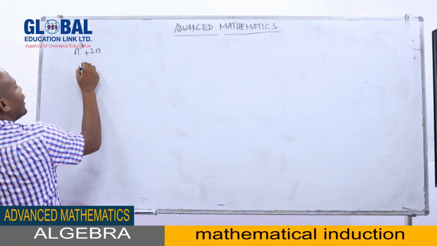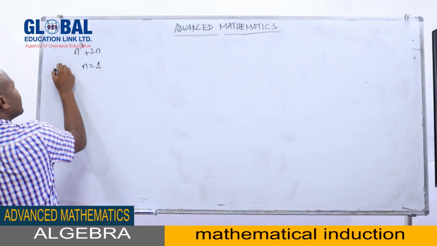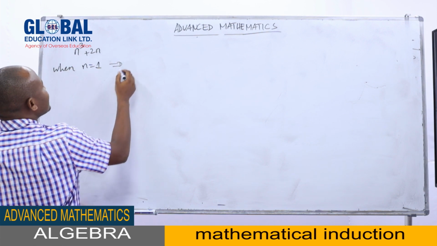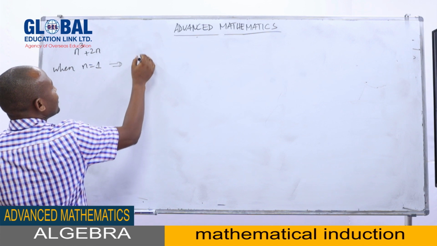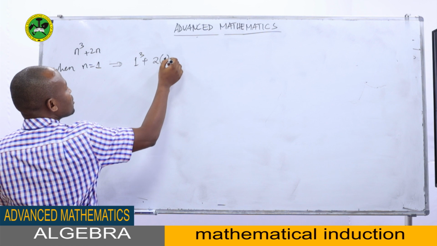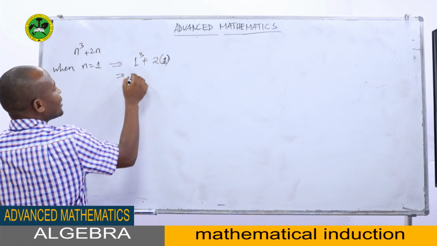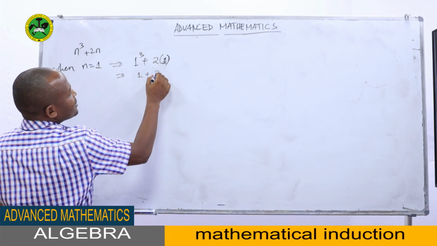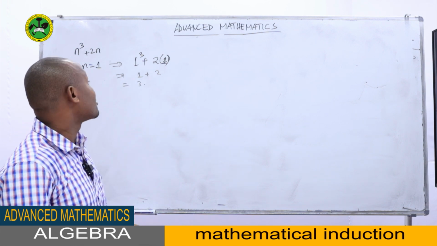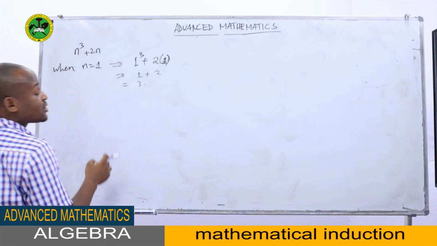Now let's say n is equal to 1. When n is equal to 1, we have 1 raised to 3, and then we have 2 times 1, which implies 1 plus 2, that is 3. Is 3 divisible by 3? We know it is divisible by 3. That means when n is equal to 1, it holds true.